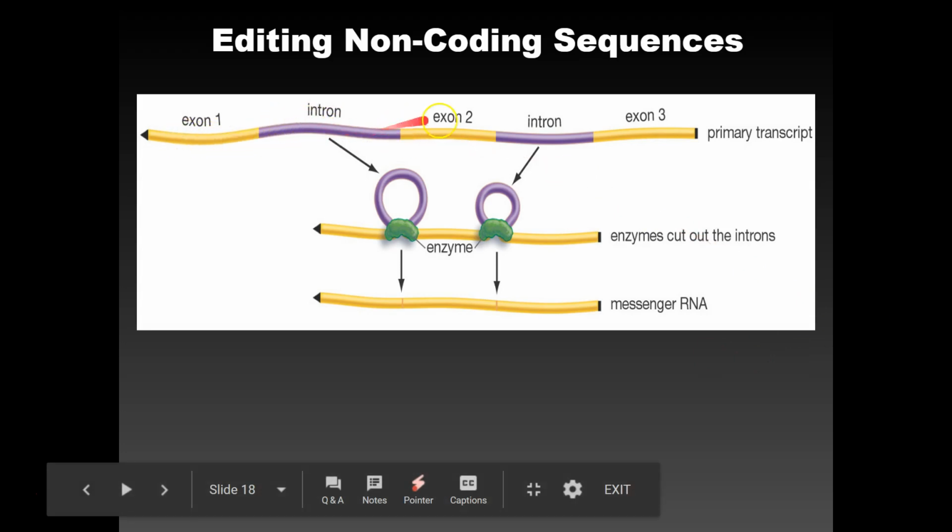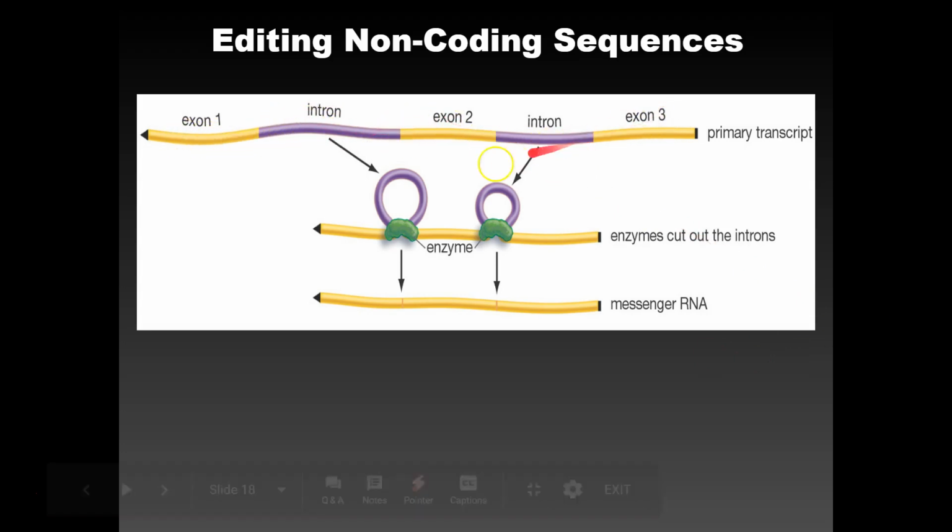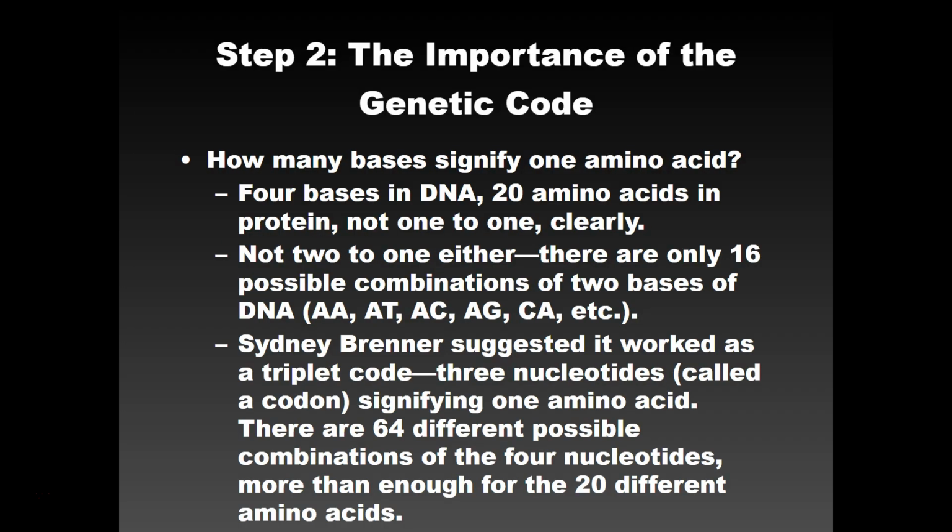So here you have exon, intron, exon, intron, exon, and you have an enzyme that forms this loop and cuts these pieces out, and then you wind up with just exon, exon, exon. And those sequences are gone. And there's actually a pretty good reason why you might do that. Maybe we can talk about why you might do something like this in class later. So I'm going to talk about the importance of the genetic code and what a codon is in the next video.